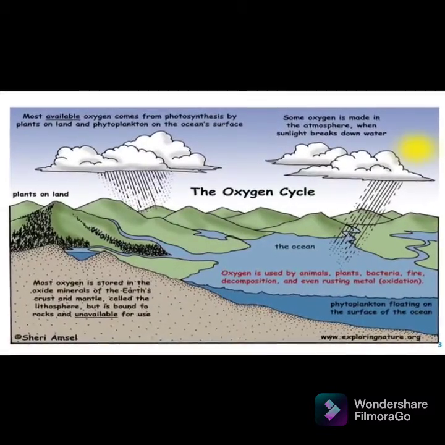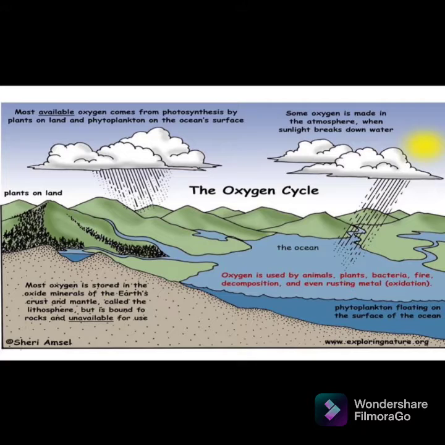Oxygen is produced by plants. Plants produce oxygen via photosynthesis and sunlight. Some oxygen is produced when sunlight reacts with water vapors in the atmosphere.